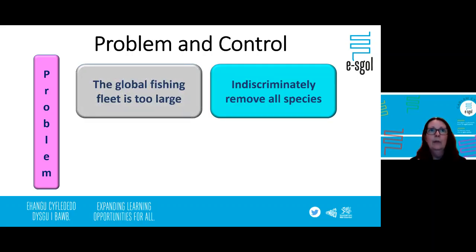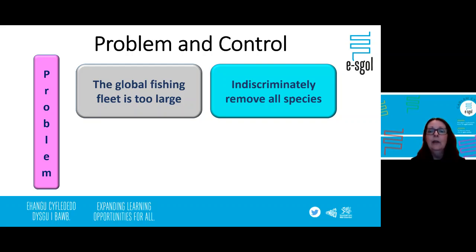So one of the problems is that the global fishing fleet is too large. So we have too many boats carrying out fishing expeditions. It's just too big. Another problem is that we use all sorts of different technology to fish in our fishing fleet, and they don't just remove one species of fish, they remove lots of different fish.